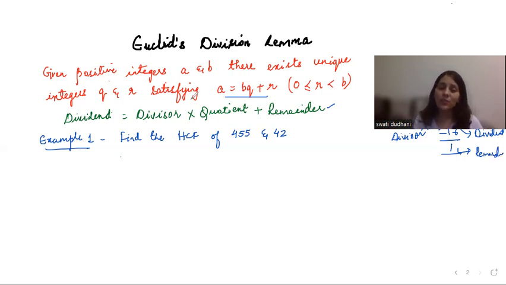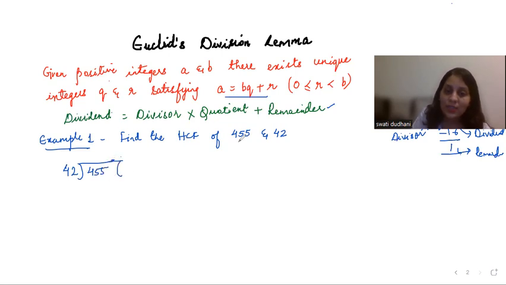Now, this theorem generally is very important. So let us see an example question on how this theorem works. Let us find the HCF of 455 and 42. So we are going to divide them: 455 divided by 42.